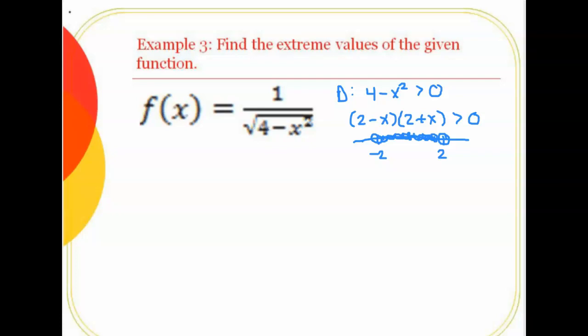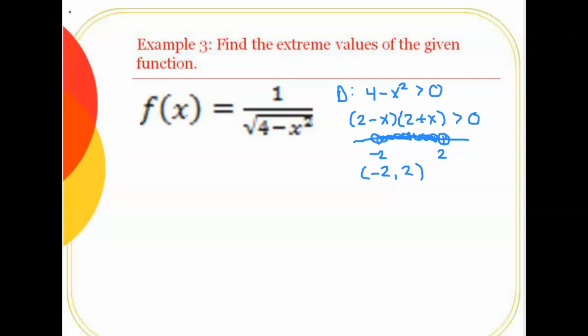If you tried to plug in a number less than negative 2 or greater than positive 2, like 3, 4 minus 3 squared would be 4 minus 9. Well, that would give you a negative, and we can't take a negative square root. Therefore, our domain does not live beyond that. So the domain of this function is negative 2 to 2. And what you'll need to notice is that the endpoints are open.